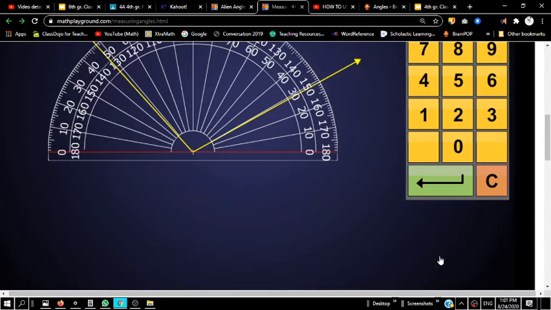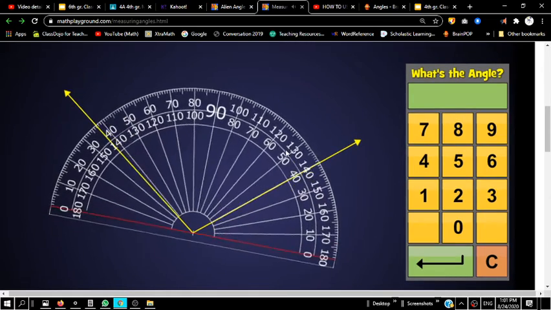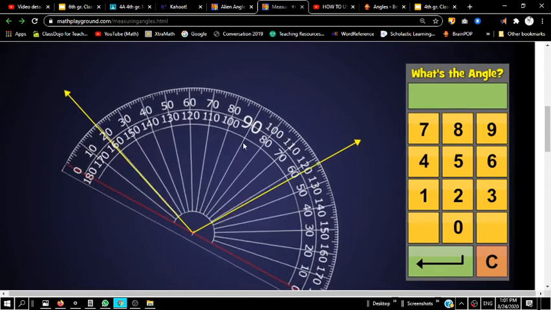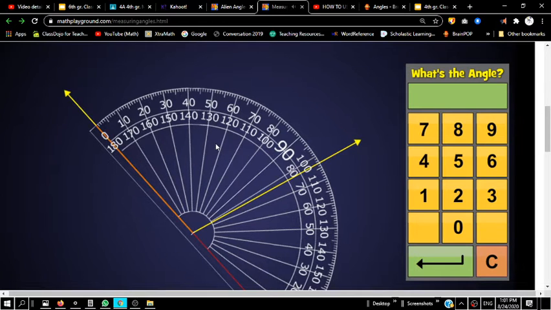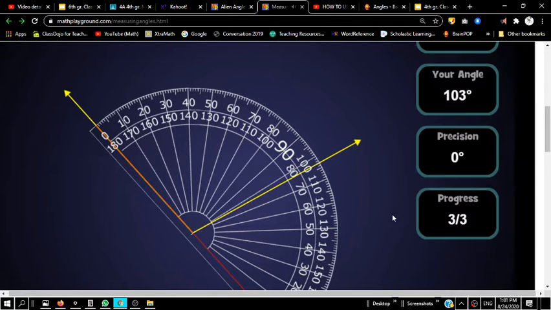All right, let's try one more. If I move my protractor so that the lines of my ray are lined up with 0, and my vertex is right smack dab in the middle of the angle, move that over just a little bit. If I count 0, 10, 20, 30, 40, 50, 60, 70, 80, 90, 100, in between 100 and 110, looks kind of like 103, if I'm not mistaken. 103 degrees. Okay, we got it.